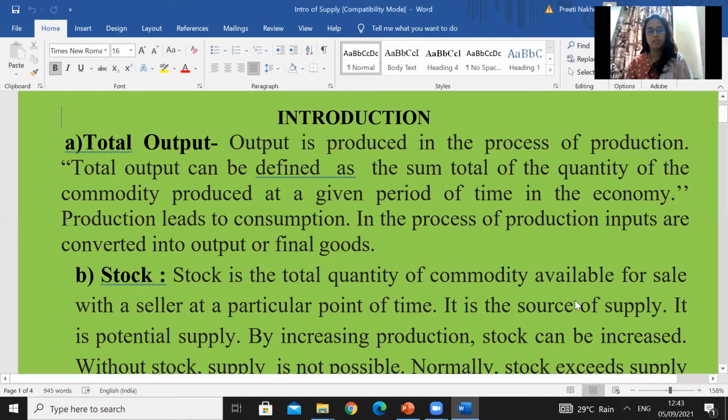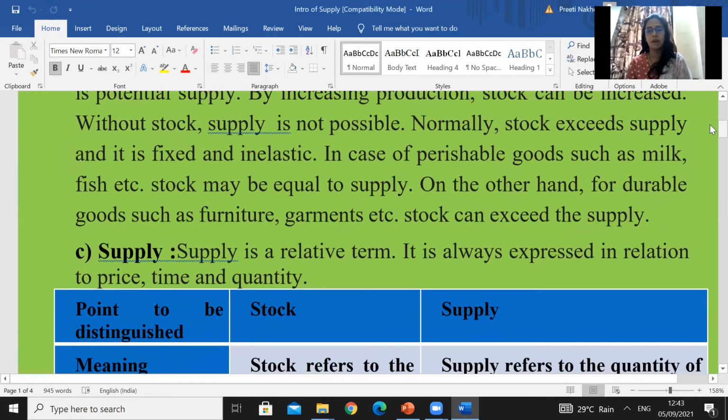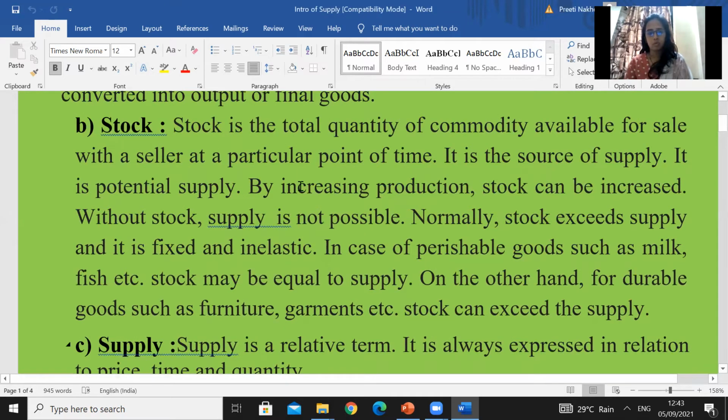Now, mostly they will ask you this concept, distinguish between stock and supply. First of all, understand what is stock and what is supply. Always remember, stock is greater than supply, because if there is stock, then only you are able to sell. Most of the time we hear the shopkeeper, the seller, say it is out of stock. What does it mean? We demand, and it is his duty to supply the commodity, but the commodities are not available for sale, then he will say out of stock. So stock is always more than supply.